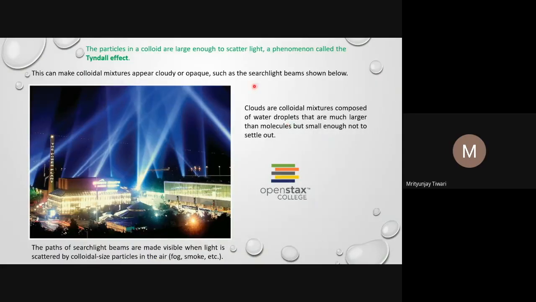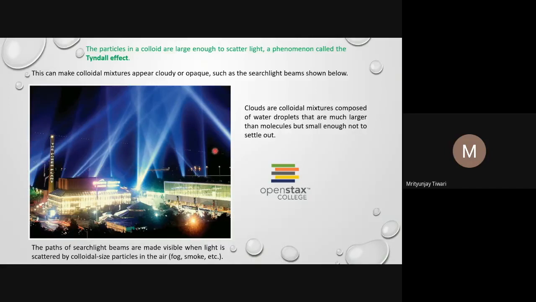And so the particles in a colloid are large enough to scatter light. So the particles in a colloid scatter light, and this phenomenon is called the Tyndall effect. And this Tyndall effect we will see later on when we study the properties of the colloids. So this can make the colloidal mixture appear cloudy or opaque, or translucent, such as the searchlight beam shown here.